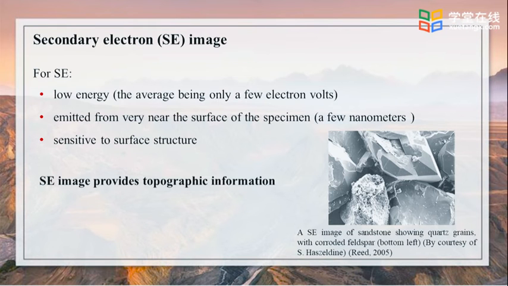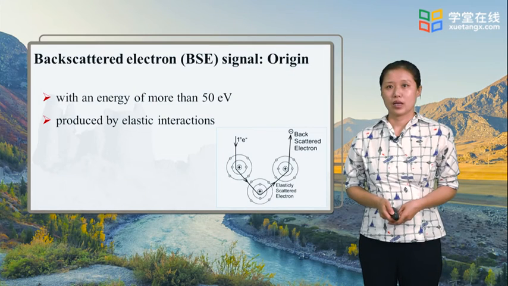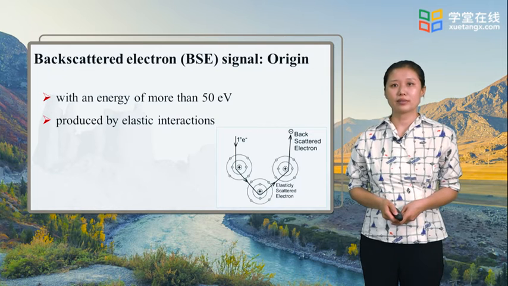Due to their low energy, only secondary electrons that originate within a few nanometers of the surface are able to escape and be examined. Therefore, secondary electron is very sensitive to the surface structure. Secondary electron images give valuable information about specimens' topography, and are the most commonly used type in the scanning electron microscope.